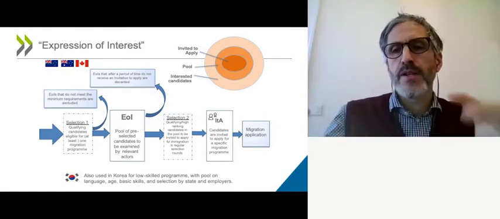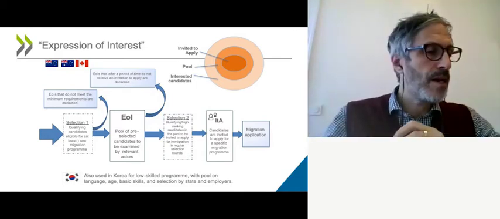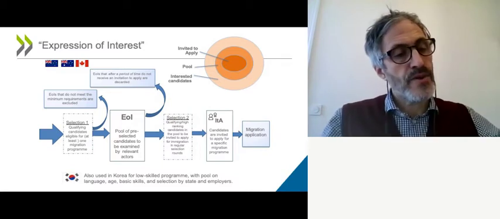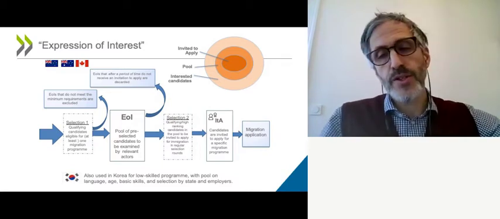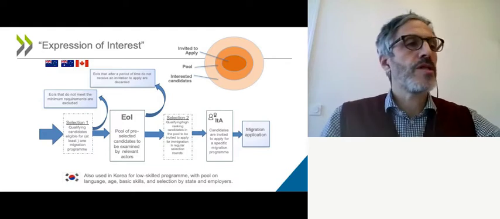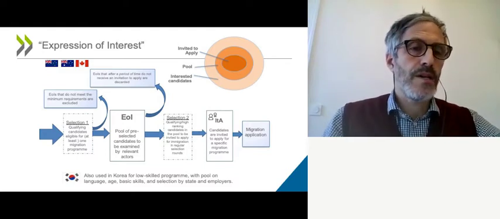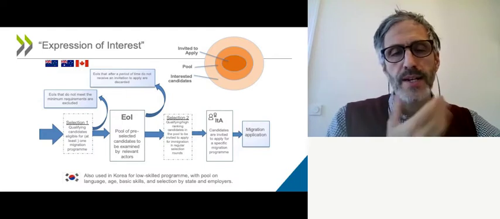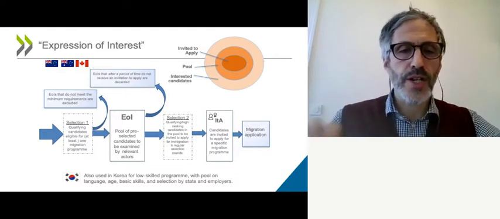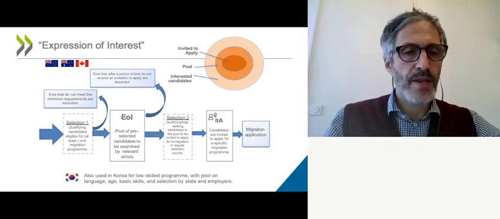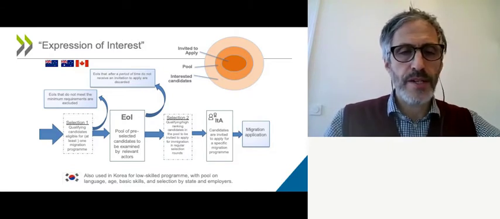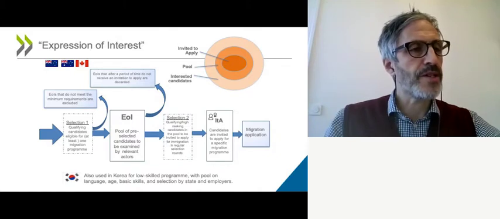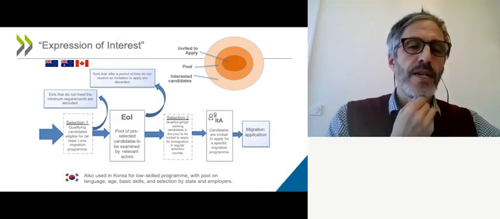From that group, they're selected, and they're brought, at that point, the migration procedure begins. So you can see this example, this model is functioning in New Zealand, Australia, Canada as the basic skilled migration channel. And I think we'll hear later from the Korean colleague about how this model is used also for recruitment for less skilled migration, non-professional migration.